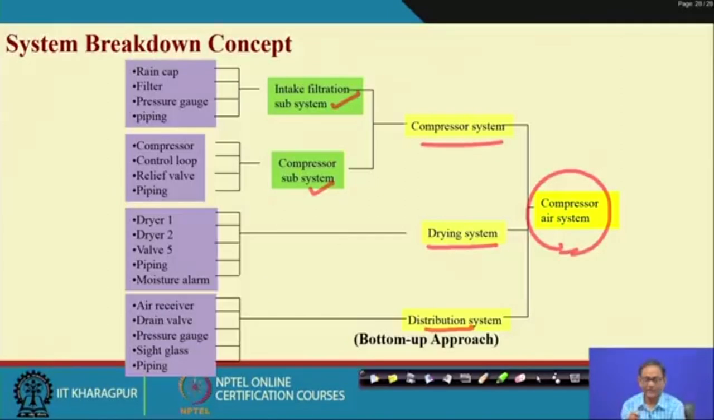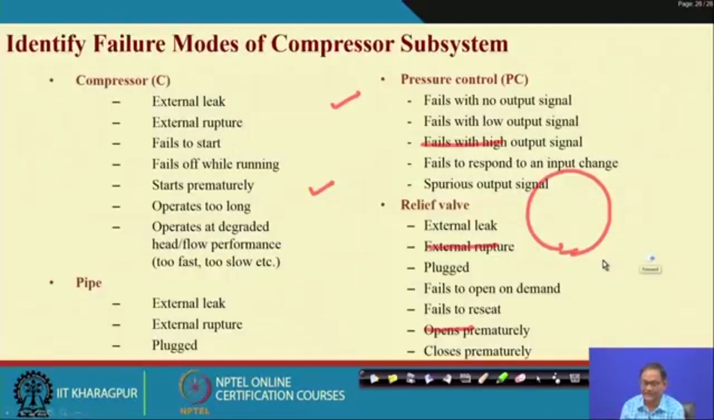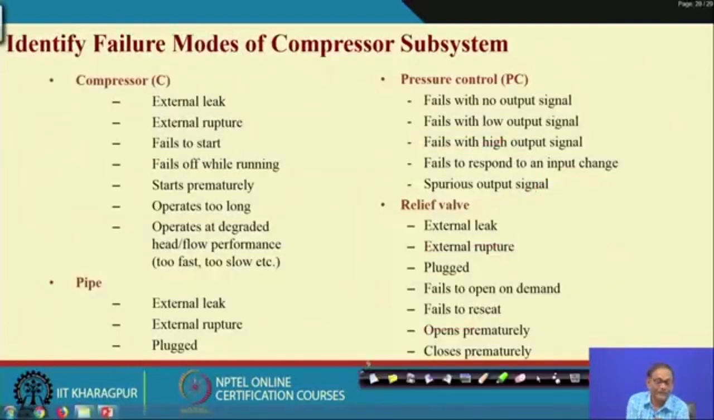So, you are breaking down the total compressor subsystem into components. Now, you will be interested to know the failure modes of these many components. So, let us see what are those failure modes. I am just showing you for one subsystem, which is basically the compressor subsystem. And you have already seen that in the compressor subsystem the components are the compressor, pipe, pressure control, relief valve.